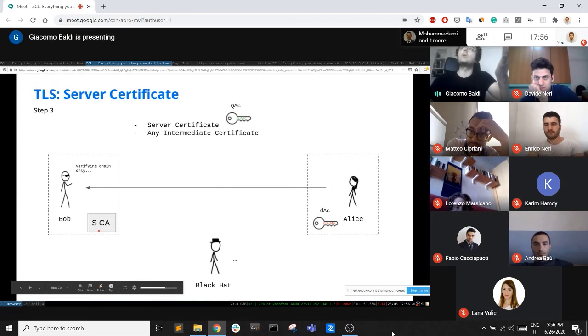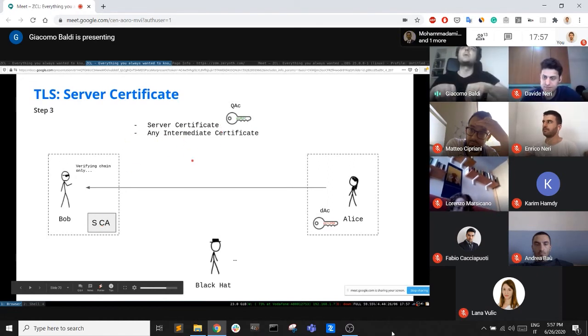The device is small, so you cannot put every single certification authority. You put just the one that you need to trust. In this step, okay, Bob is verifying the certificate chain only. He is verifying that this one is signed by this one, and that this one is signed by this one.